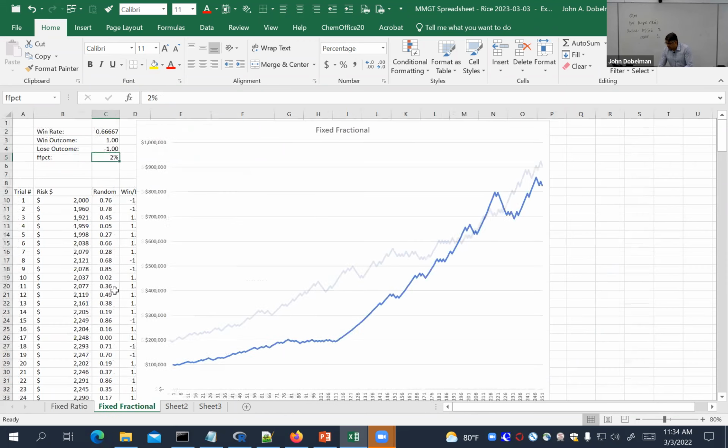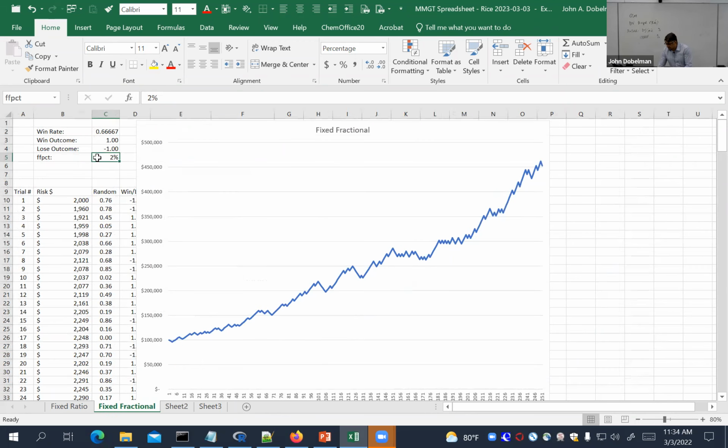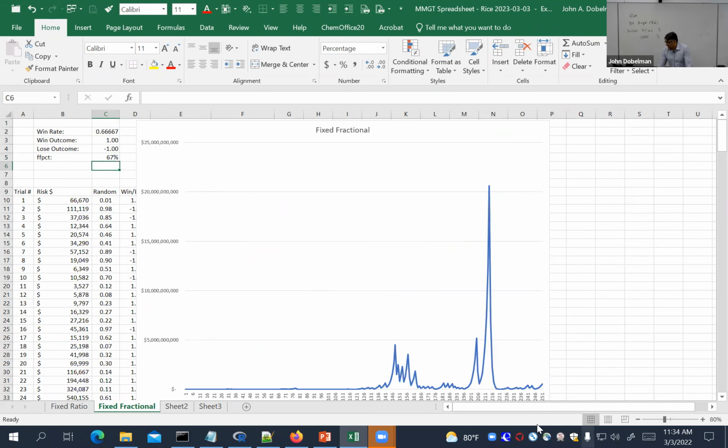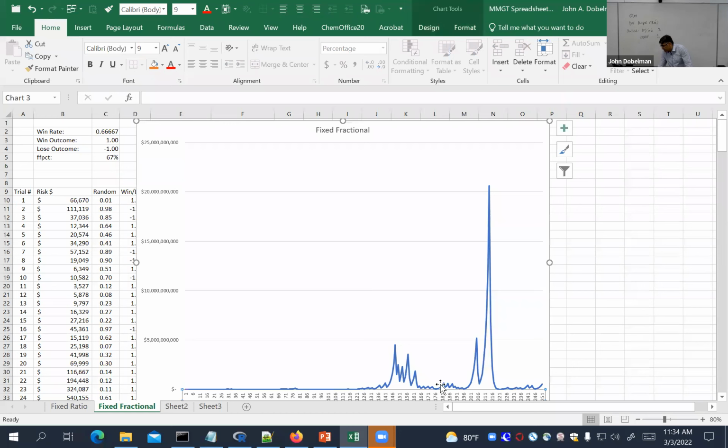Let's go back to fixed fractional with a 66% bet. And it's a little too high. Oh, wow, it's 5 billion. Hopefully you would have stopped at 4 billion, and like I said, you technically never go bankrupt. It just kind of asymptotes down there.